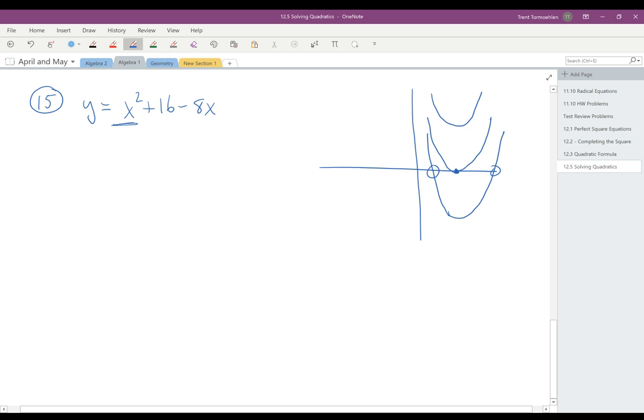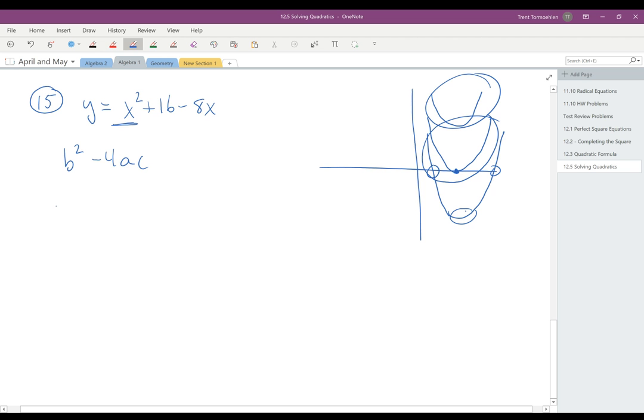And all of these can be determined by the discriminant. If the discriminant is negative, then that is this case. If the discriminant equals 0, that's the case where it's resting on the x-axis and has exactly one solution. And then if it's anything else, then it's below, which means you have two x-intercepts. So for number 15, we do the discriminant. Remember, the discriminant is b squared minus 4ac.